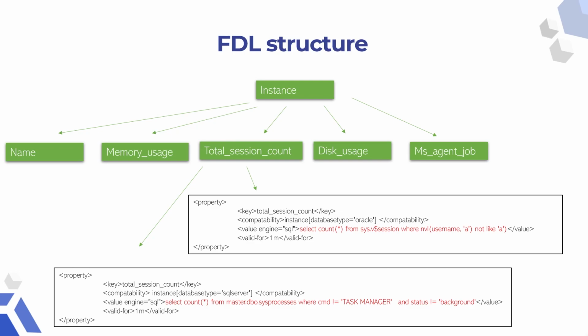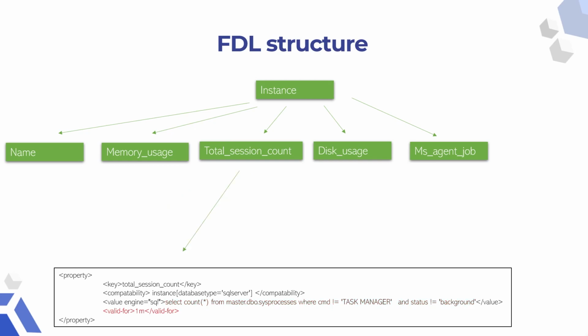Then we have the value definition, and this is where we give the property key, total session count, its value. And we define the engine it will run on, and in this case, it's a SQL statement, just like the one we run manually earlier on. And the last parameter, valid for, which is a cache hint, and this is how long this value is valid for before we should run the SQL query again to get fresh data.